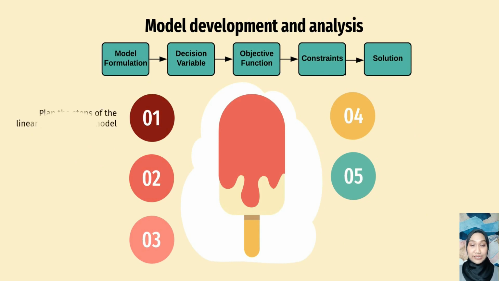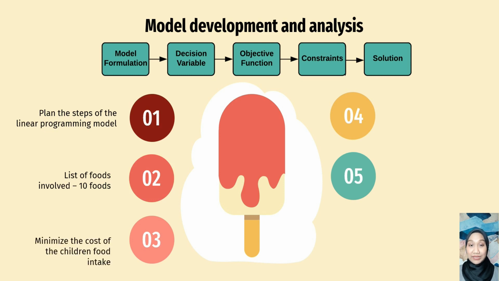Model development and analysis. First is model formulation. This section discusses the model development of the linear programming method. It consists of 5 steps. Model formulation is the initial step, which is to plan and design the layout of the linear programming method.